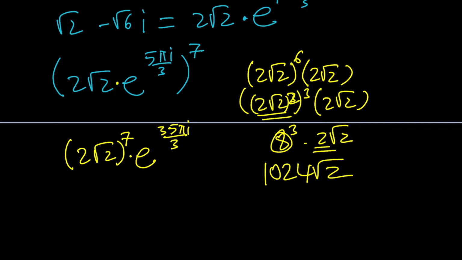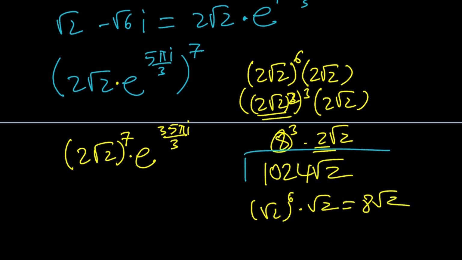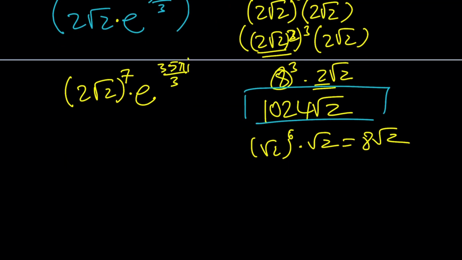You could also find it this way. 2 to the 7th power is 128. Root 2 to the 7th power is, let's see, root 2 to the 6th times root 2. This is going to be 2 cubed, which is 8, 8 root 2. And then 8 times 128 is going to be 1024 again. So it's going to give you the same thing. So it's going to be like this: 1024 root 2. That's the modulus.